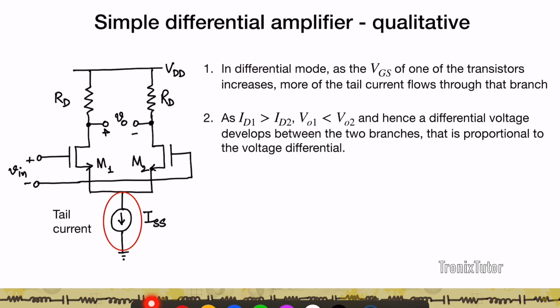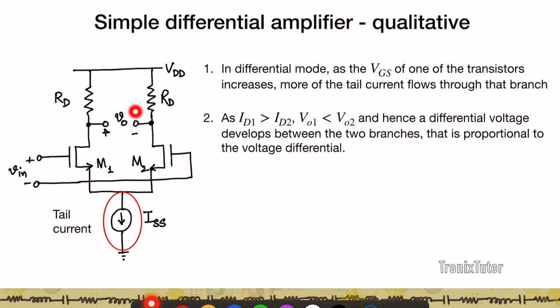Which means that, for example, if I assume that the current in M1 increases, then the voltage drop across this RD increases. But because the current in M1 has increased, the current in M2 has gone down, which means that the voltage drop across RD in this arm has reduced. And so what you see here is that the drain of M1 is at a lower voltage than the drain of M2, which means that there now exists a differential voltage at the output nodes between the two.